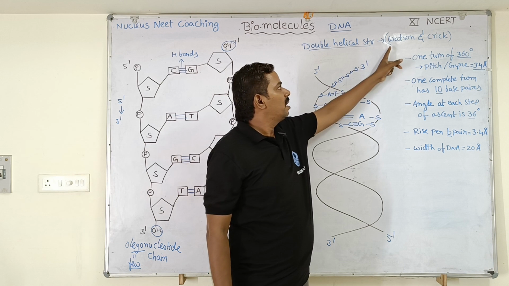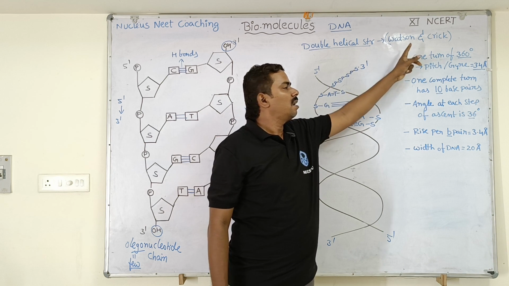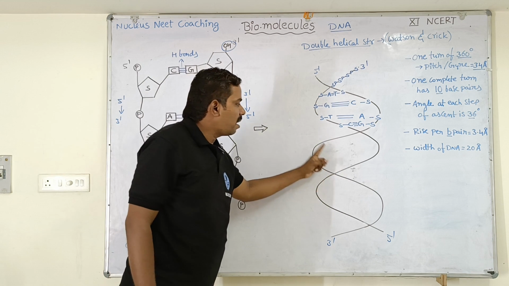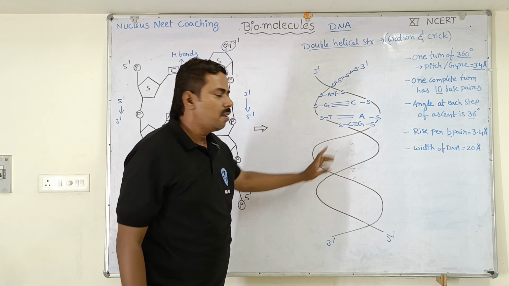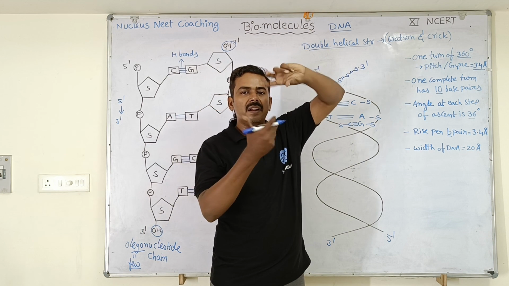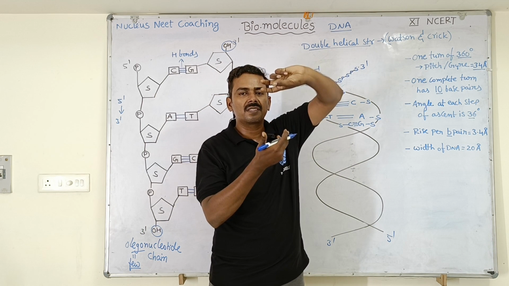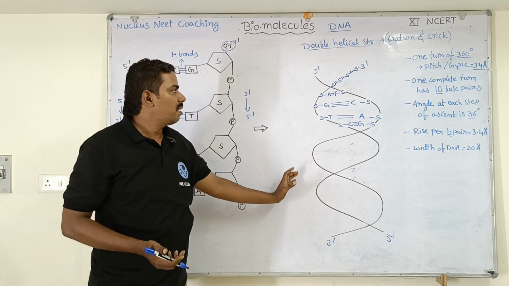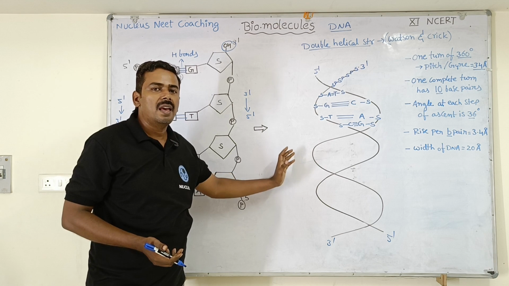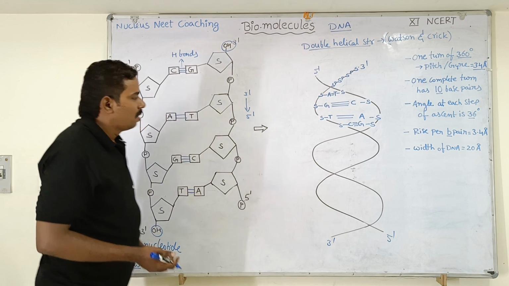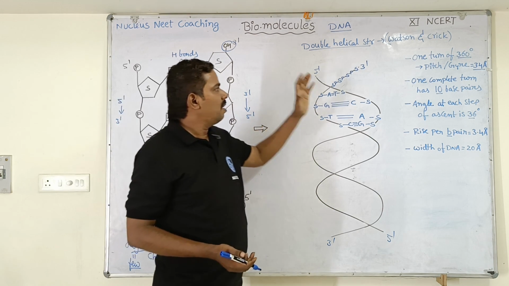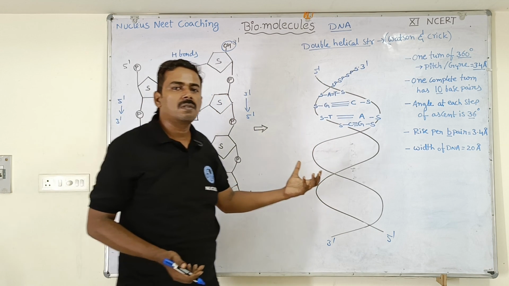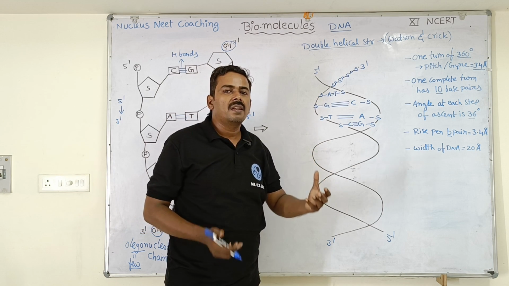Double helical structure of DNA given by two scientists, Watson and Crick. So the two strands of polynucleotides are twisted like a helix in a right hand direction, and that gives the appearance of a double helical structure. Watson and Crick proposed this double helical structure based upon X-ray crystallography data.